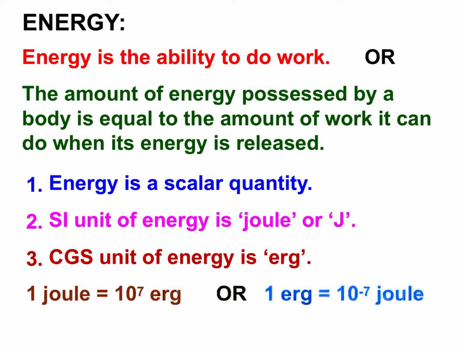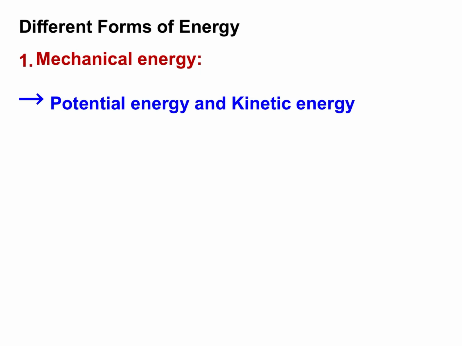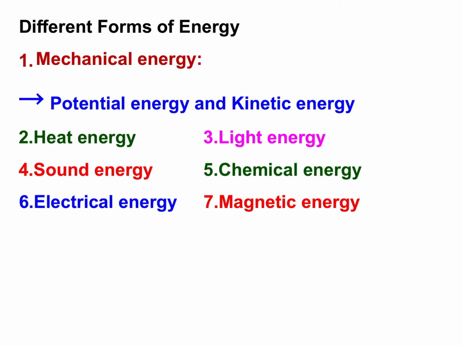1 joule is equal to 10 raised to power 7 erg, or 1 erg is equal to 10 raised to power minus 7 joule. Different forms of energy. Mechanical energy, which is the sum of potential energy and kinetic energy of a body. Heat energy, light energy, sound energy, chemical energy, electrical energy, magnetic energy, and nuclear energy. These are the different forms of energy which we will discuss in detail in another video. Here we will discuss only kinetic energy and work energy theorem.